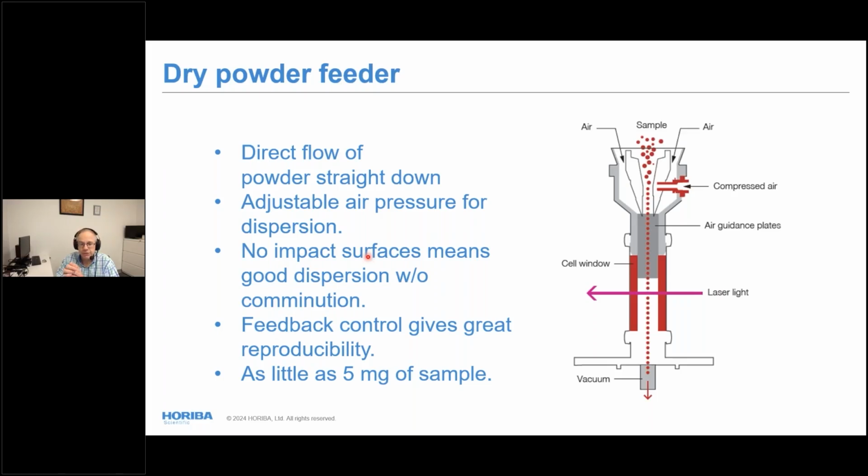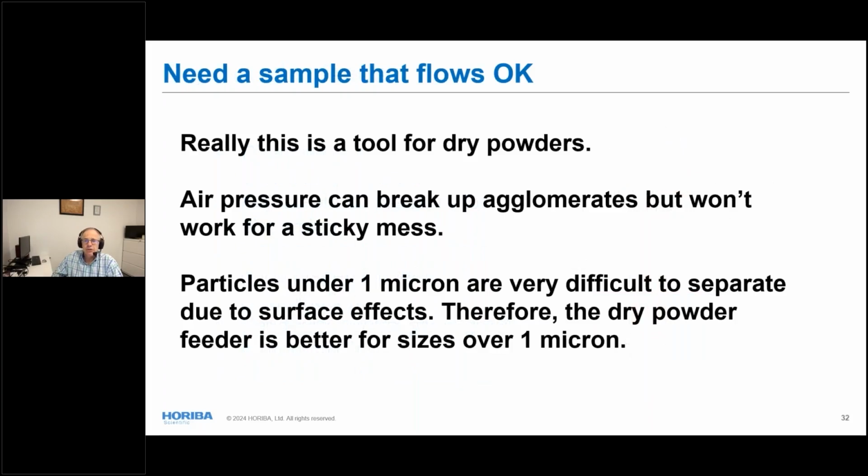We can work with as little as 5 megs of sample. Generally don't recommend it, but it can be done. I'll mention a sample volume later. You do need a sample that flows okay. And so this is a tool for dry powders. You could break up agglomerates with the air pressure, but if you have a sticky mess, it's going to be a sticky mess just even getting it off the hopper.